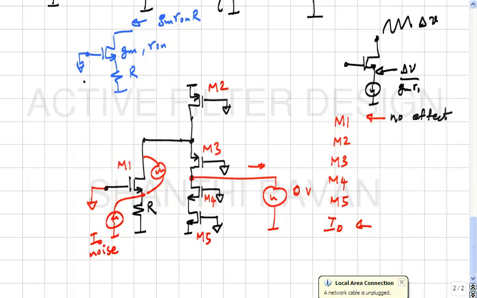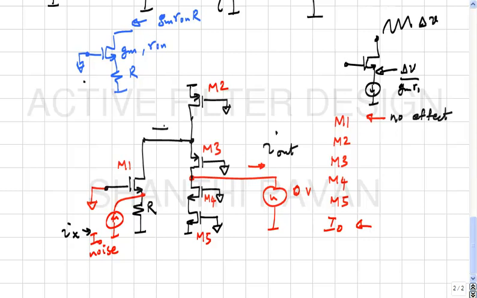So M1 is taken care of. What about I naught? Let me call this Ix. What is the transfer function from Ix to I out? How much of Ix will come through to the drain of M1? Almost all of it will come, right? So Ix will come like this. Now what happens to the Ix? Almost all of it will go through M3 and thereby flow into I out. So what is the transfer function from Ix to I out? 1. Okay, that's taken care of.